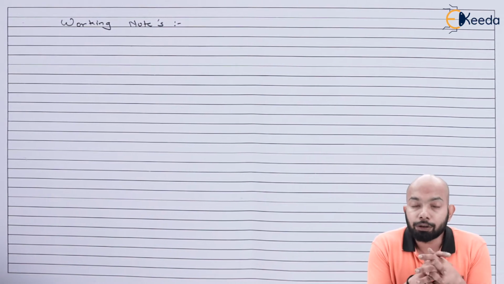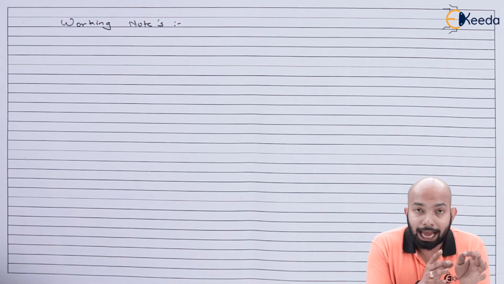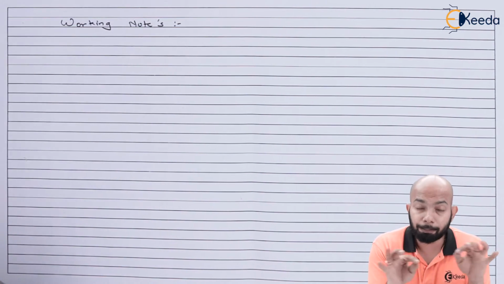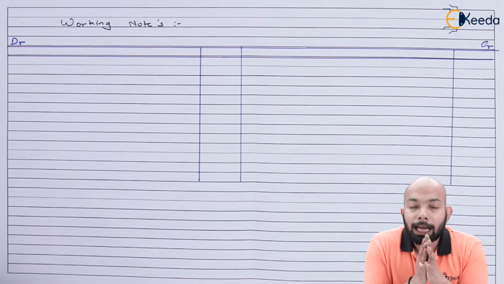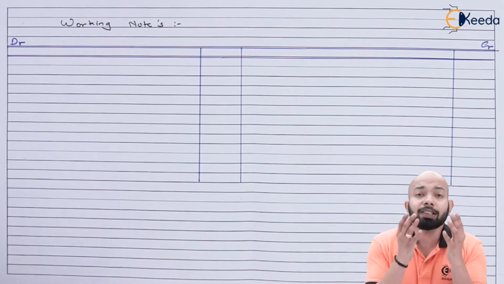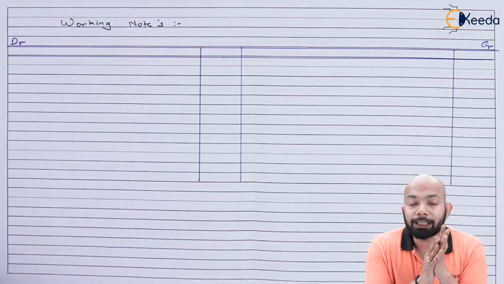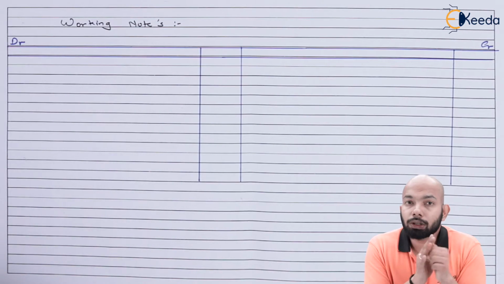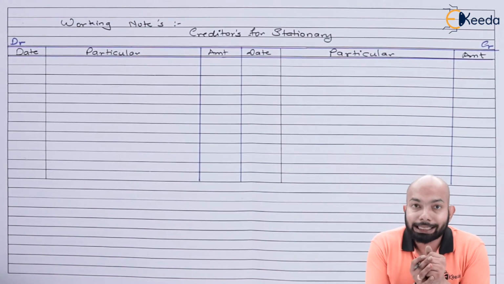The working note will now refer to creditors for stationery. Whatever balance we have been given in the receipts and payments, and in the balance sheet, and the closing balance will be taken into consideration. So let's prepare an account for creditors for stationery. The first thing we'll do is take the balance. Creditors for stationery means someone is giving us funding for buying stationery, so this is a liability account. The balance of 10,000 mentioned in the balance sheet will be brought down on the credit side. So we'll first bring the balance on the credit side here.